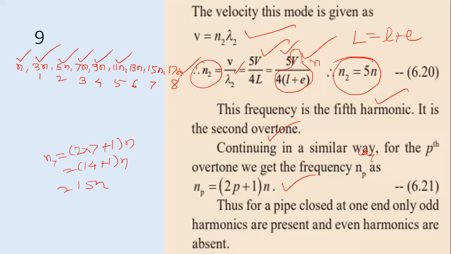So, this is about vibrations of air column in a pipe closed at one end. Air column in a pipe closed at one end vibrates with odd harmonics. Okay, thank you.